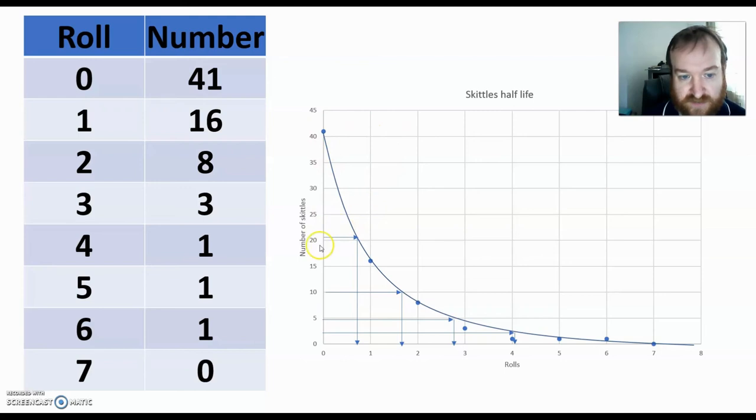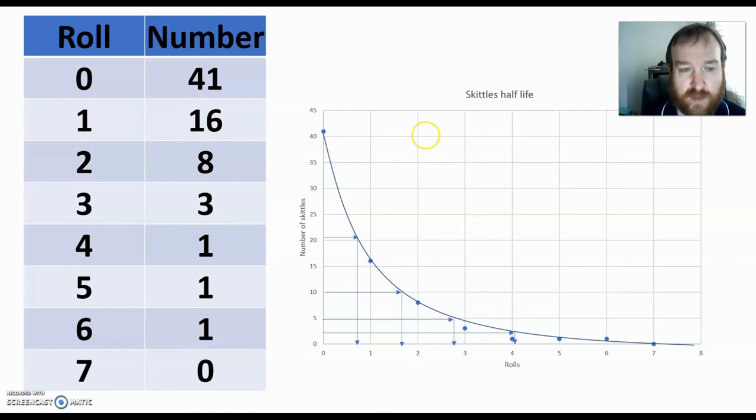Okay, so we go down to half of 41, and we go along to the graph, and then we move down. So this is just under 1 for my graph. And we can do the same thing. So after 20.5, we go half of that, it's just above 10. We go along, we go down, and we look at this time, and it's about one roll. And every time we drop by a half, it's about one roll. So the half-life for Skittles and for M&Ms and for coins and for tokens is one. One roll is the half-life, how long it takes you to roll them.